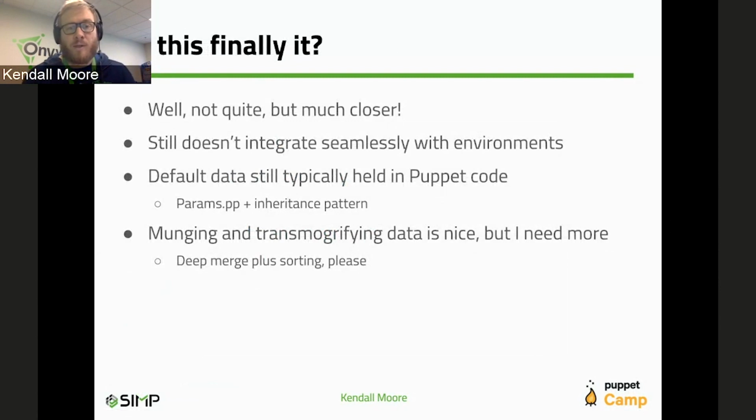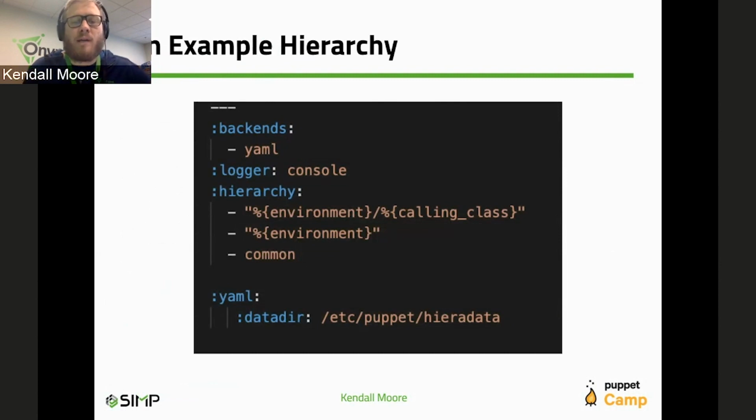Okay, so did we do it? Did we finally get this perfect data layer? No, but much closer, right? People are happy with this. One of the big problems is that with Hiera v3 even, you didn't really seamlessly integrate with environments. So I'm going to take a step back. And if you note here that there is a dynamic environment variable, that was sort of a problem, right?